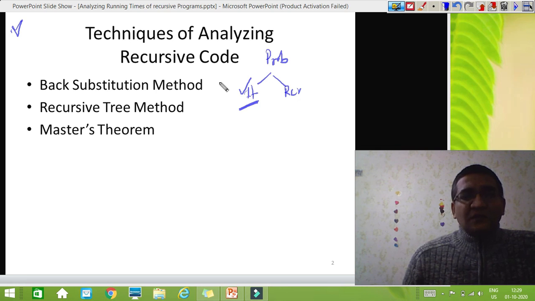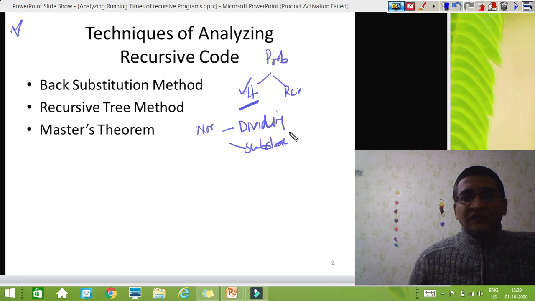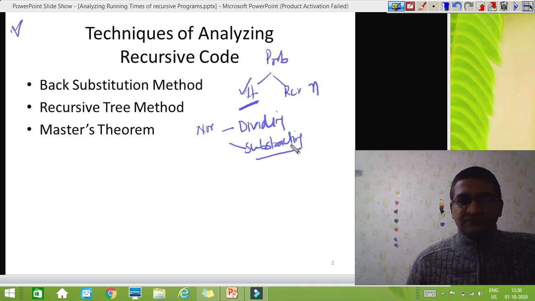Now, in the recursive approach, normally you will find we have two approaches. One is a dividing approach, one is a subtracting approach. What does it mean? We start with problem size n, and when we make a function call which calls itself, it reduces the value of n. Let's say when you start with 10 values, next time when you call your function again, you may call it with 9 values, then with 8 values, then with 7 values, and so on. It keeps on decreasing. So this is called a subtracting function.